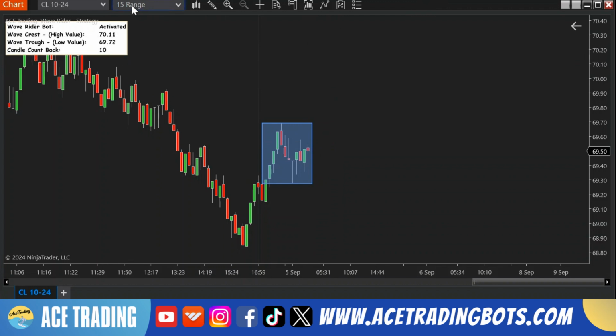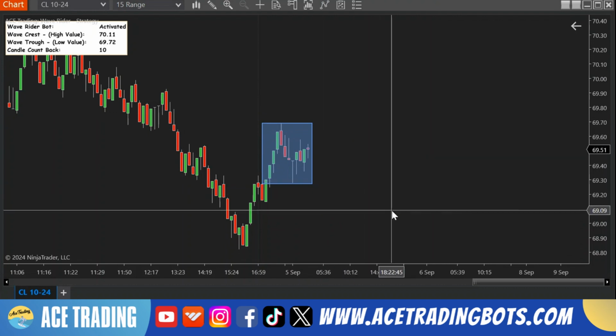I'm running 15 range charts. Usually for a 15 range chart, I like to run a 15 to 20 take profit and stop loss, a 1-to-1 trade, just to keep a balanced ratio so that I'm never in too much debt. But let's see what price does here.